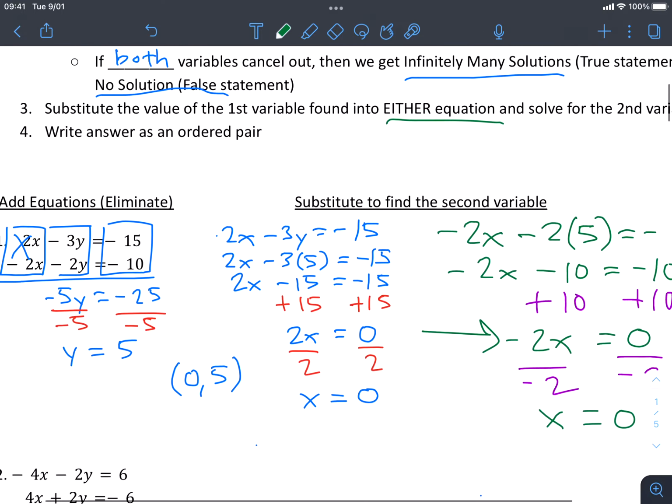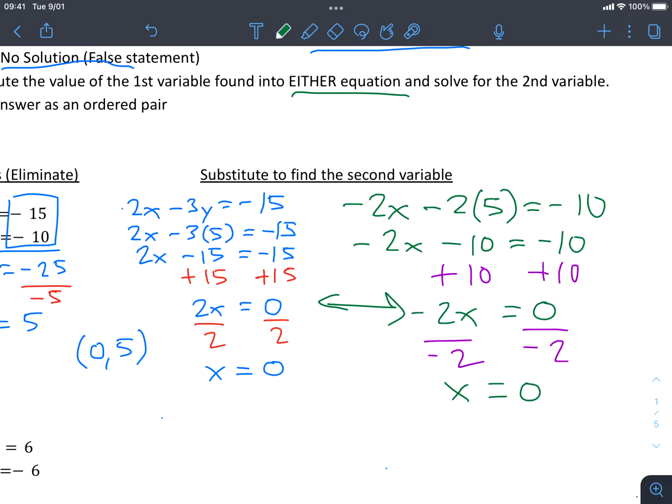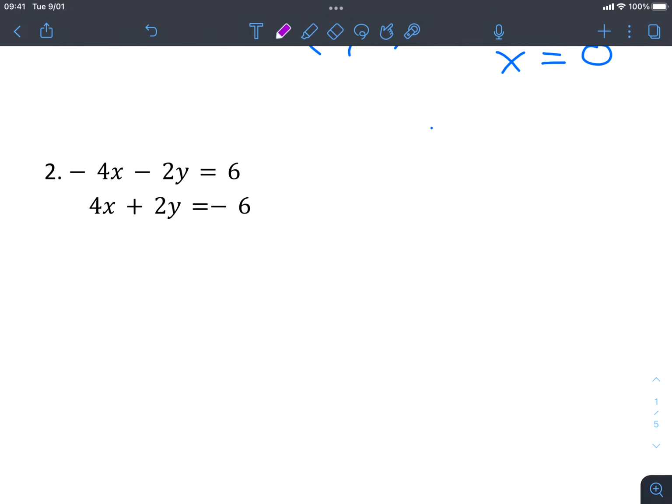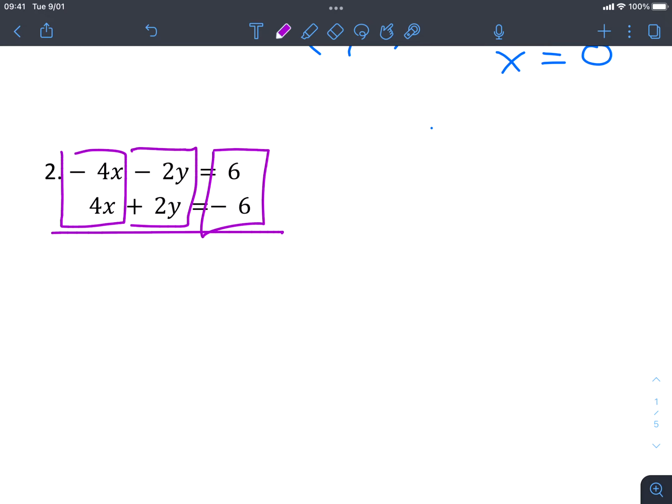So either way, whichever equation you choose, you're going to get the same answer as long as you do your steps properly. Let's take a look at another example. In this scenario, I have this system and I want to box out the terms that look alike, and I want to combine them. So negative 4x and 4x is 0, and 2y and negative 2y is again equal to 0, and 6 minus 6, or 6 plus negative 6, is 0. So I get both variables canceling out, they go away, but this time I get 0 equals 0.